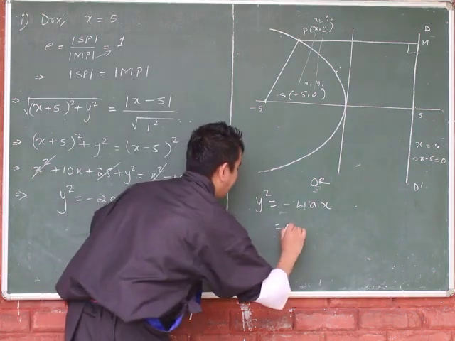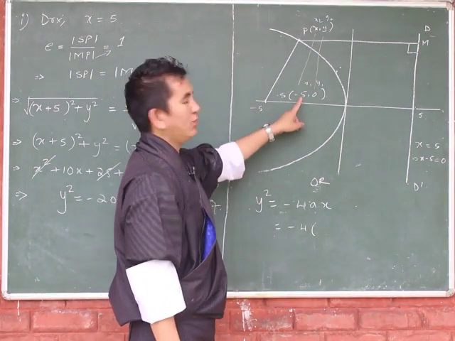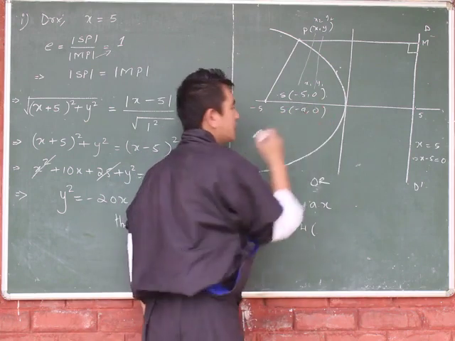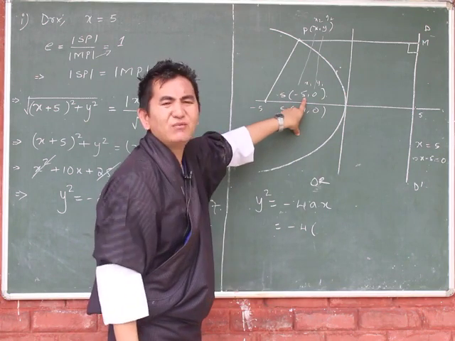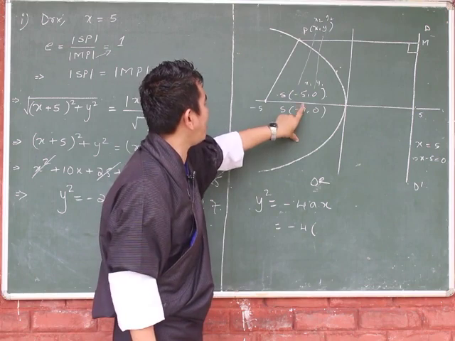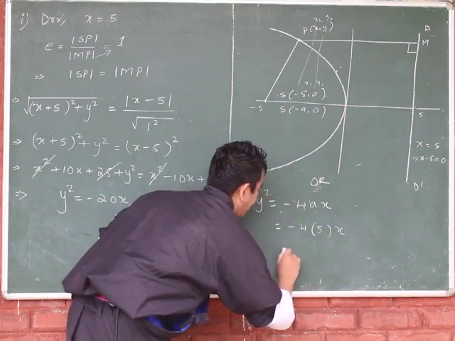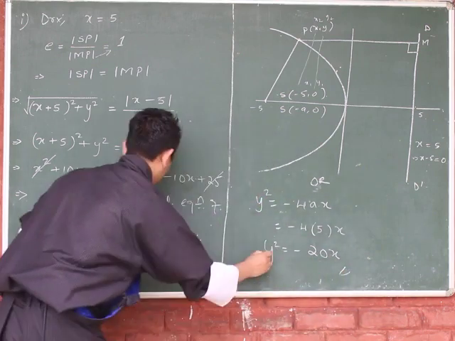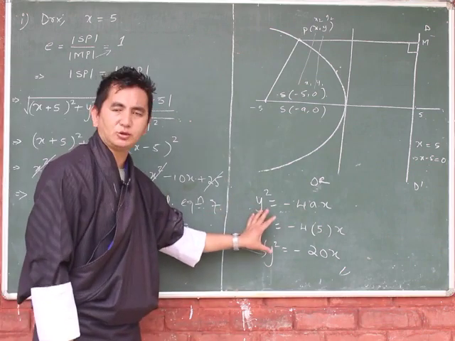So this is equivalent to negative 4 times, what's the value of a? You know this focus is negative a comma 0. What is the value of a? Value of a is 5, not negative 5. The focus is negative, but the value of a is 5. Substitute 5 here: 4 times 5 is 20, times x, which is equal to negative 20x. Are these two the same now? So this also is one method to solve.